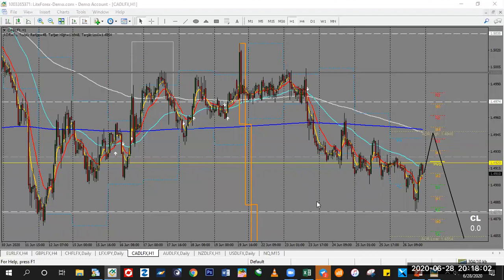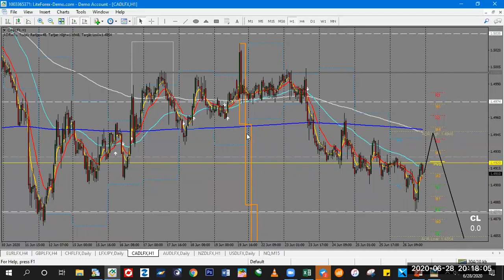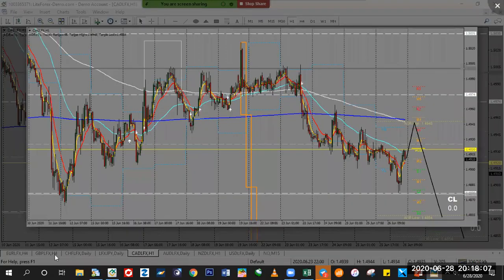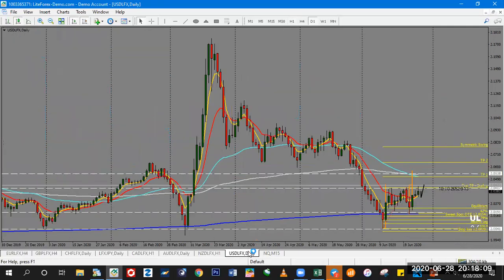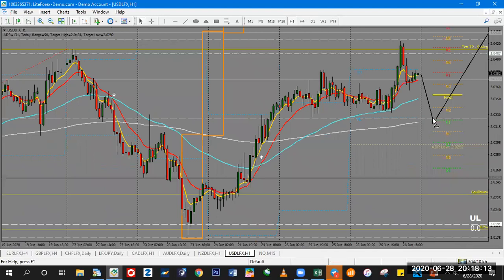So CAD is weak, and the dollar is strong. Where is USD CAD going? USD CAD is going to buy.